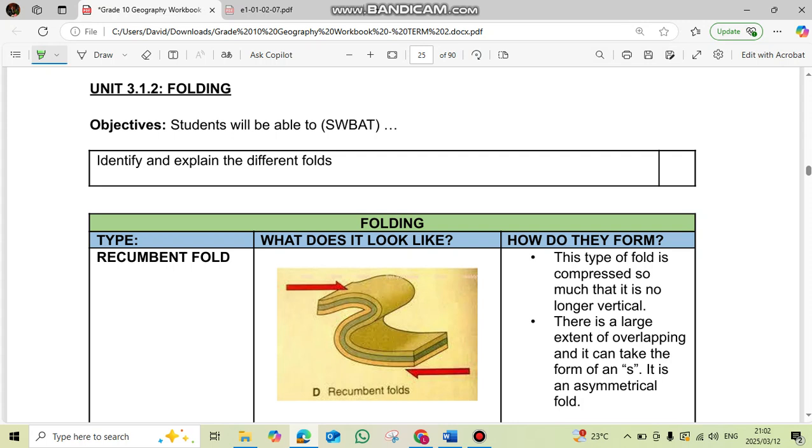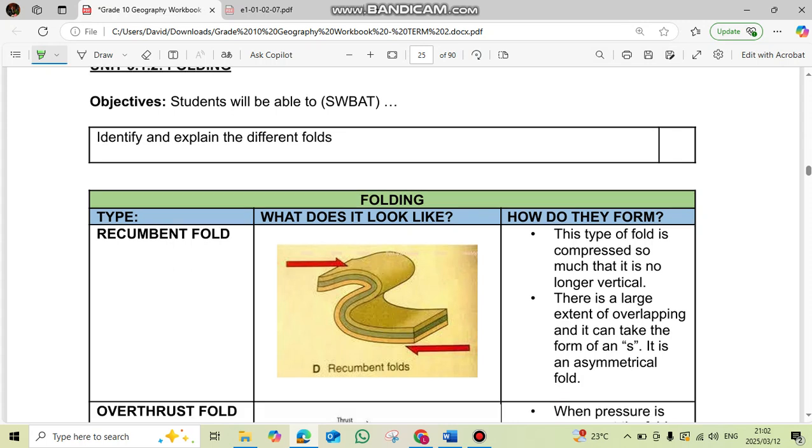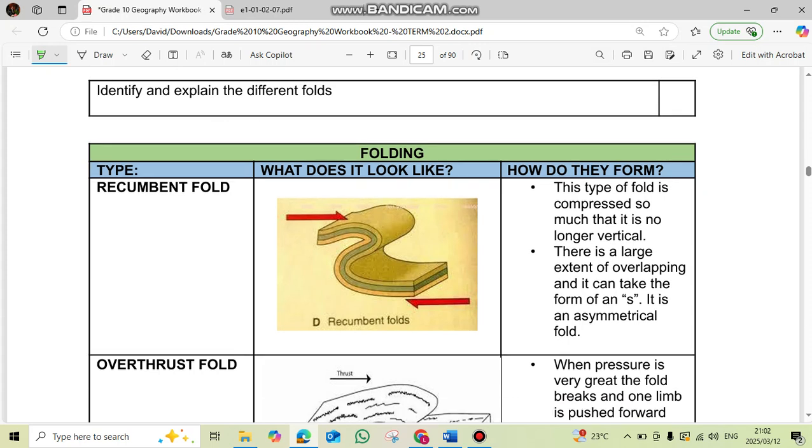In this lesson, we're going to finish the last two types of folds that we couldn't get to in our previous lesson. Your lesson objective then remains the same. You should be able to identify and explain the different folds. The next type of fold that we're going to look at is a recumbent fold.